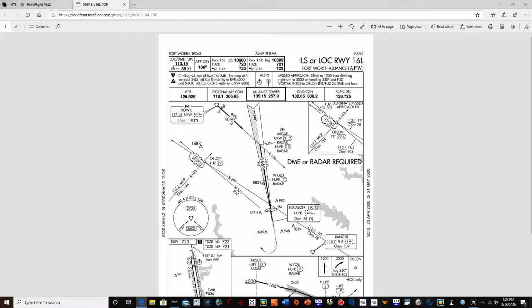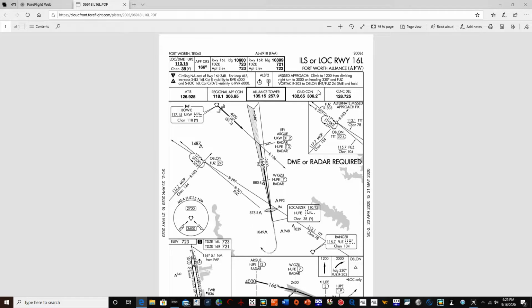So our ILS frequency of 110.15, ATIS 126.925, tower 35.15, and ground control 32.65. And these are the frequencies we'll use throughout the approach and landing phase. And it's based on whatever airport you're going to.